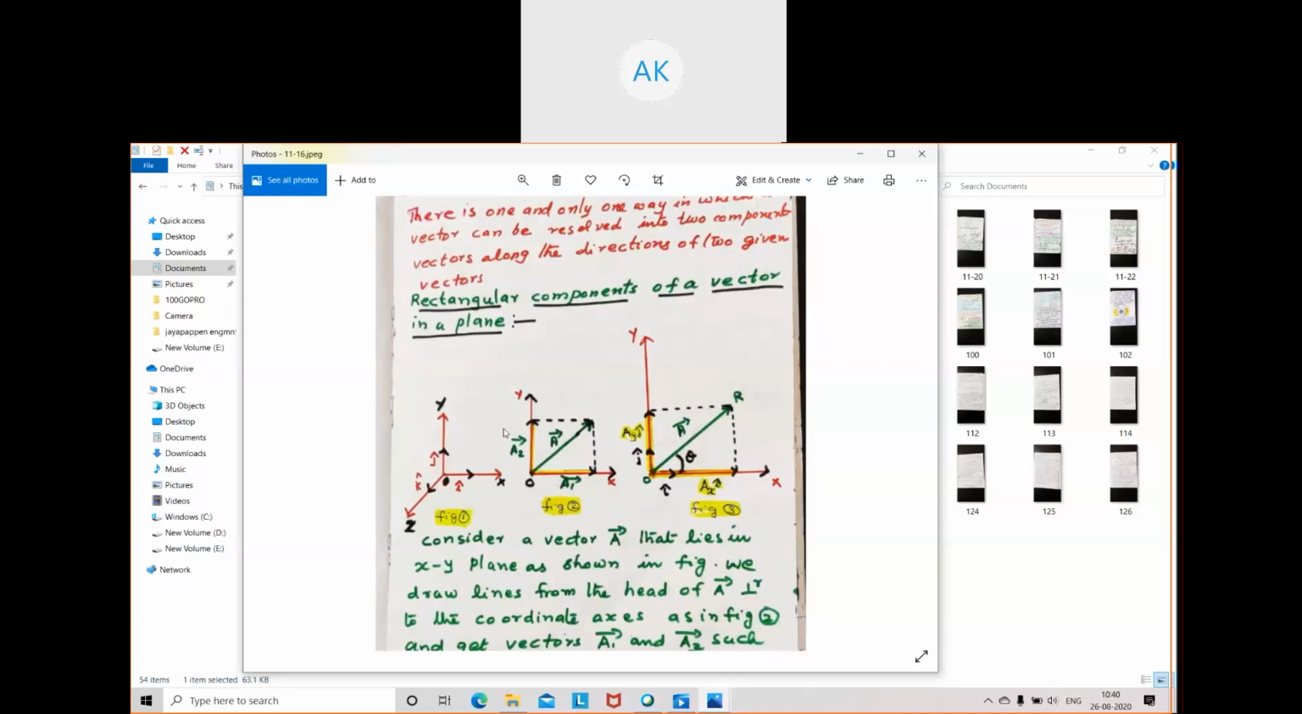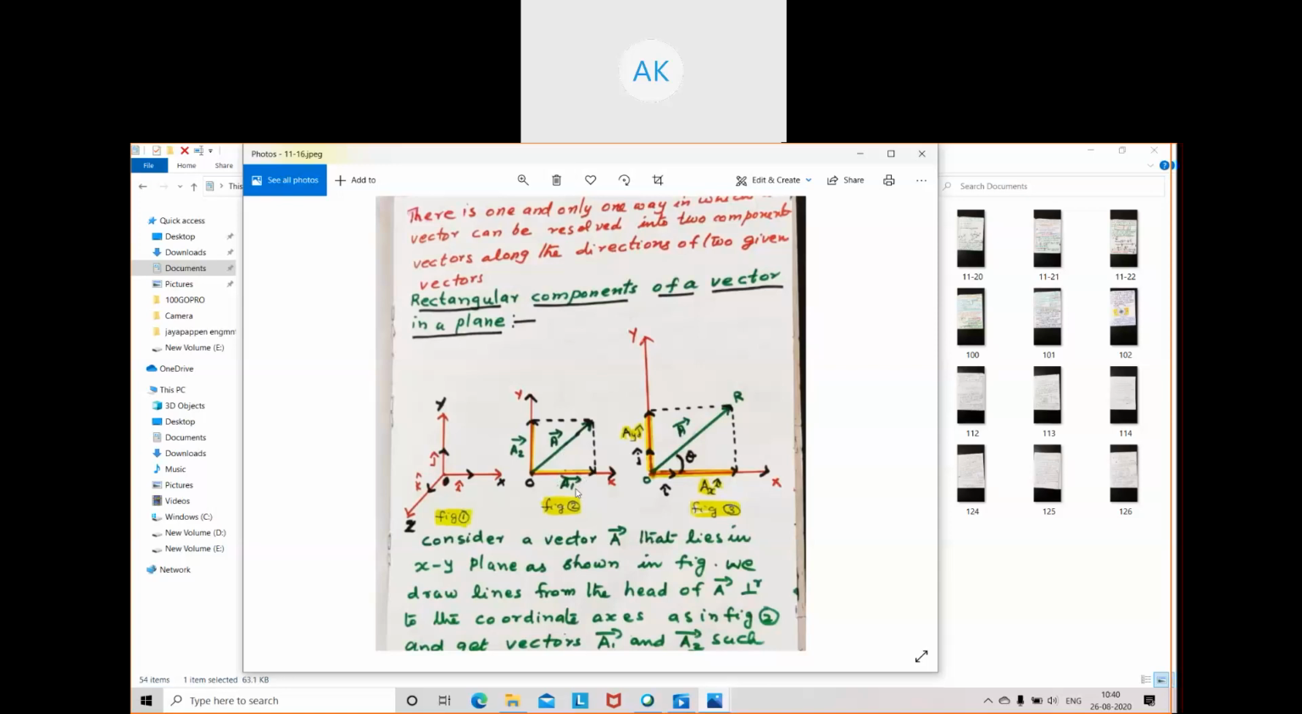Second step over. Third step, you have to draw perpendiculars from the tip of the vector. Drop 2 perpendiculars to both the axes. I have drawn the perpendicular, and it meets the axis at this point. That will be the component of this vector along the x-axis. Let us represent it by vector A1, with an arrow mark.